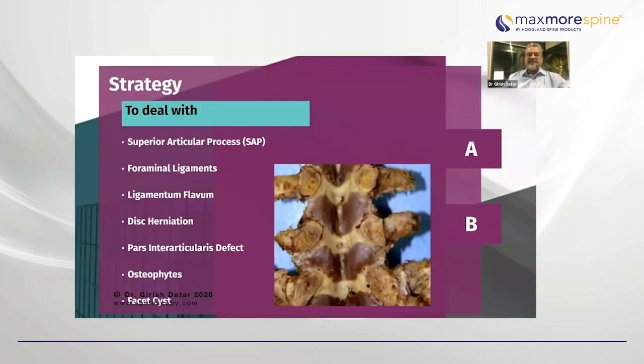So what are the strategies when you want to deal with stenosis? The strategy is going to be all the pain generators or all the pathoanatomical structures which are responsible for the stenosis. One is the superior articular process, foraminal ligaments, ligamentum flavum, disc herniation or annular bulges if there are any, pars defects, osteophytes, and in some cases facet cysts. So these are the primary involvement. So you have to deal with these structures if you are dealing with stenosis, not the central canal.